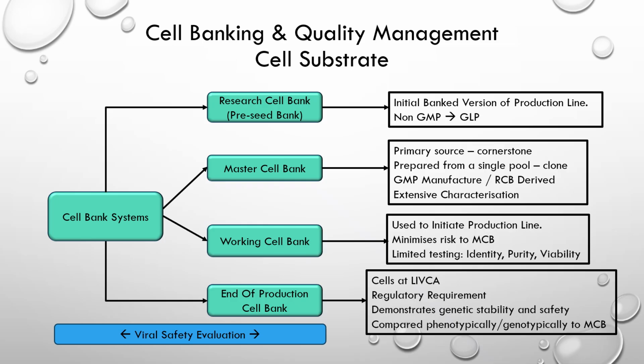Your end of production, or your limit of in vitro cell age, is a regulatory requirement. It is banked. It is there to demonstrate genetic stability and the expression of your genes, so the phenotypic characteristics of your product. So it's there to demonstrate genetic stability and safety, and it is a regulatory requirement. And again, your viral safety evaluation has to involve this banking system, and it's a critical part of that.